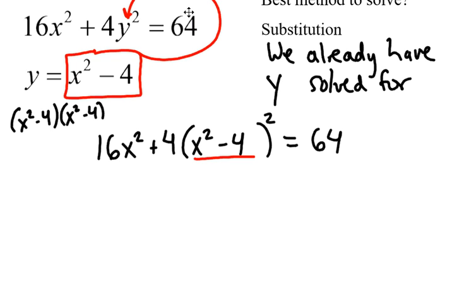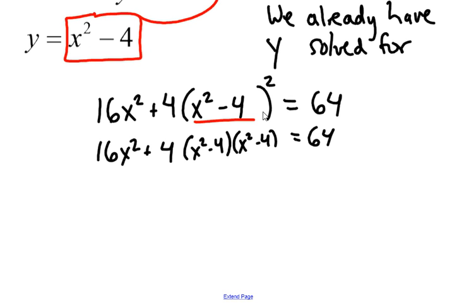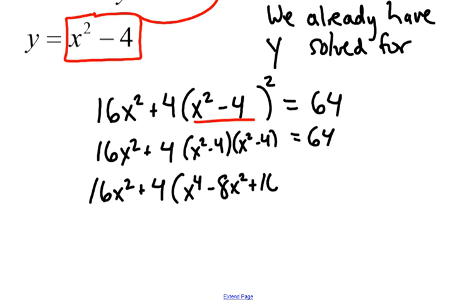That's what you would be writing right here. 16x squared plus 4 equals 64. So you need to multiply that out. You could think about it as FOIL or multiple distribution if you'd like. But however you think about it, you'll end up getting x to the fourth minus 8x squared plus 16 when you multiply it all out.